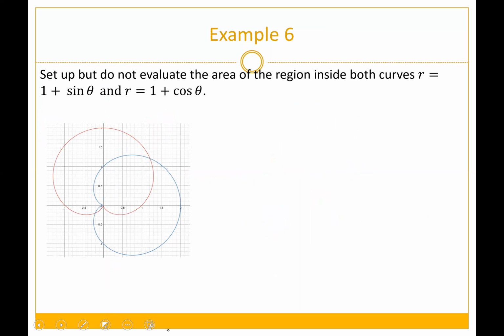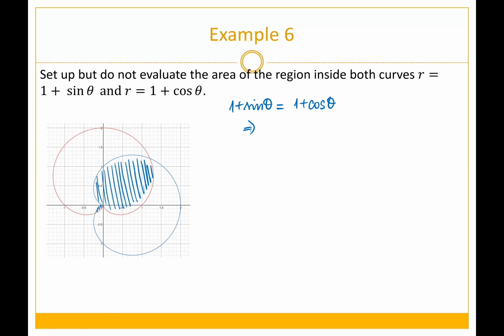Let's go to the last example. Set up but do not evaluate the area of the region inside both curves. Inside both curves is where you're going to have this part and this little curve here. To do that, let's find the angle bounding this part. And to do that, you set these equal to one another.